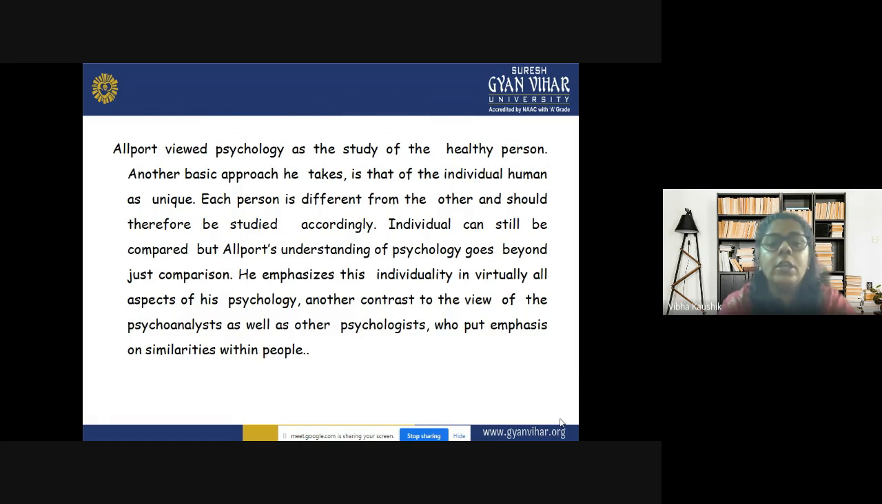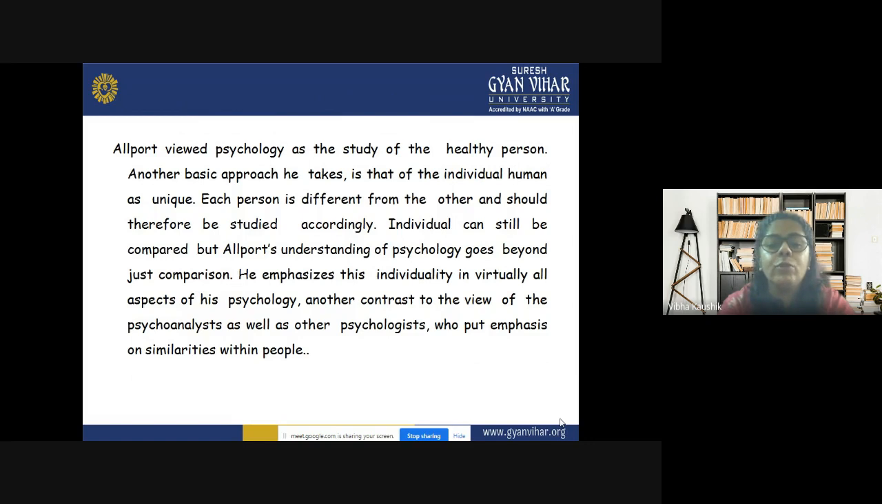Every person is different from the other one and should therefore be studied accordingly. Therefore, every individual should be studied according to their own difference, according to their own uniqueness. Individuals can still be compared. We can compare individuals, but Allport's understanding of psychology goes beyond just comparing two individuals. He emphasized this individuality in virtually all aspects of his psychology.